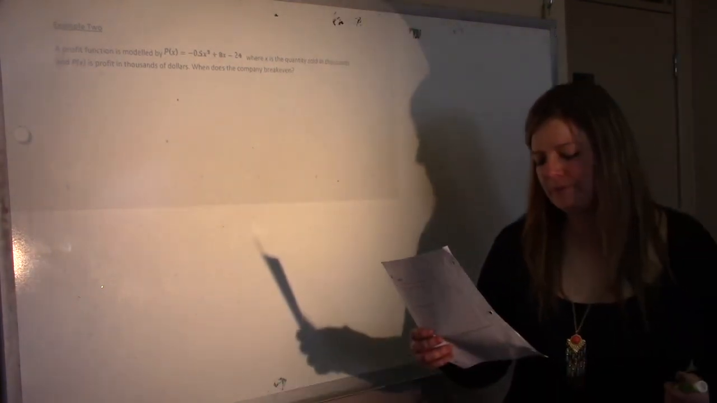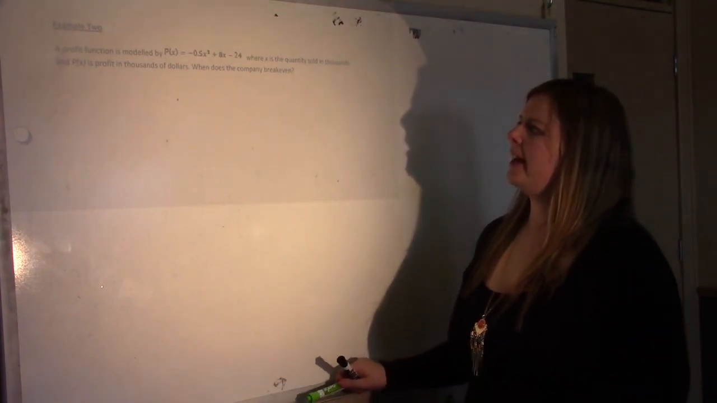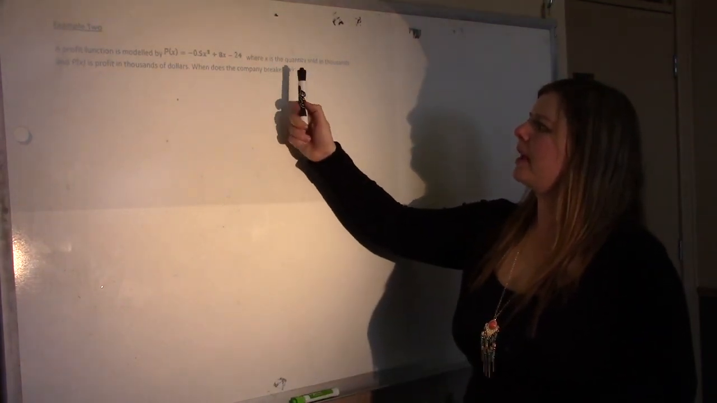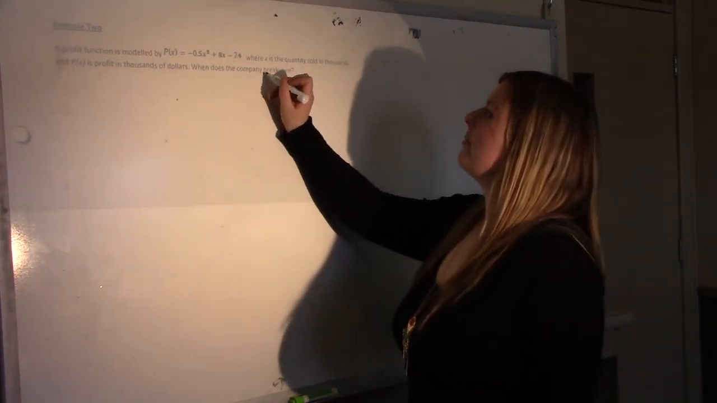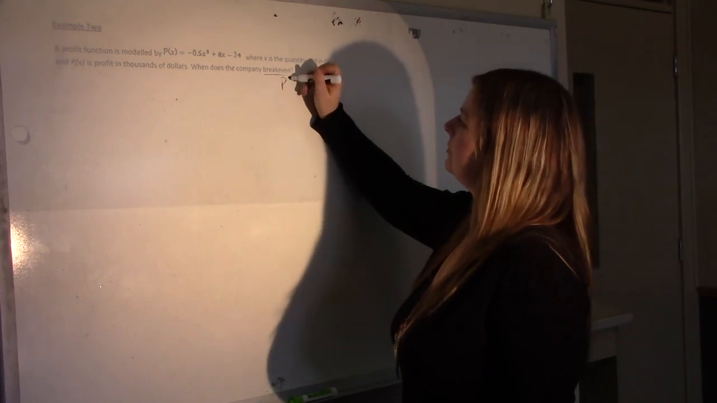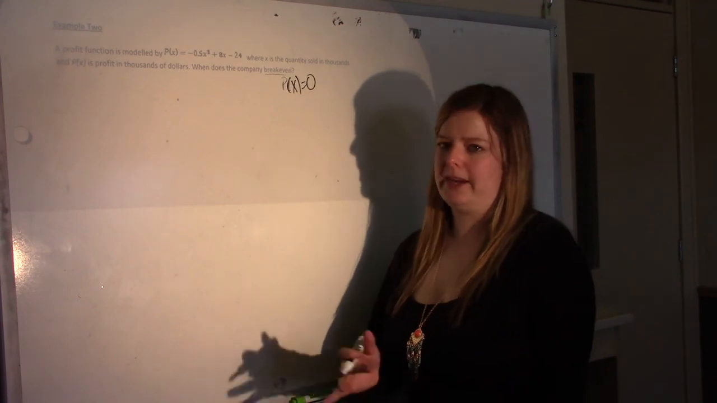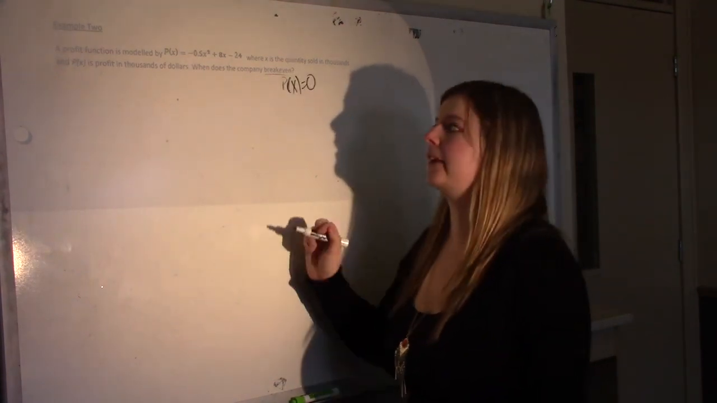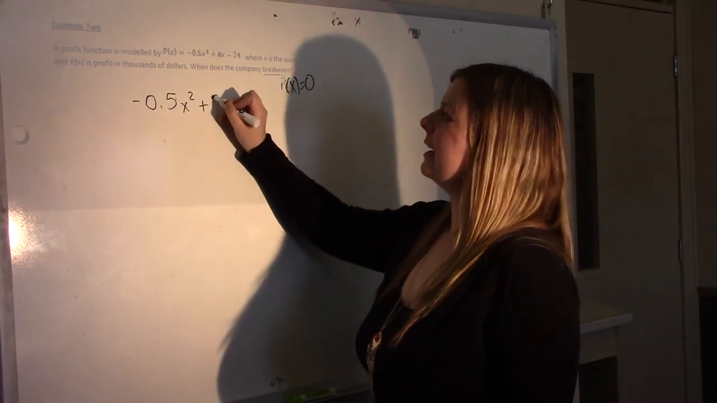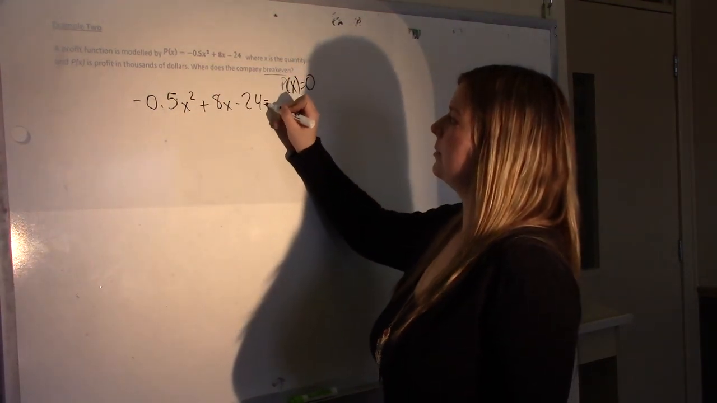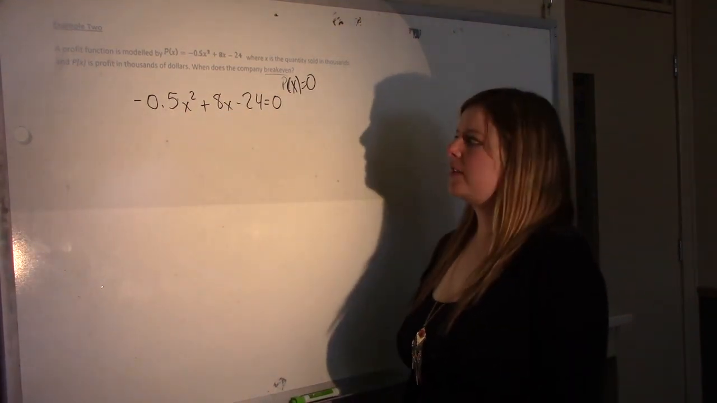Okay, example 2. Here's a typical profit function, and X is the quantity sold in thousands. They want to know when the company breaks even. So break even, remember, just means P at X equals 0. Okay, it means no profit. You just make nothing, but you don't lose anything either. So that's the equivalent of solving negative 0.5x squared plus 8x minus 24 equals 0. So what x values, what quantity would make the profit 0?